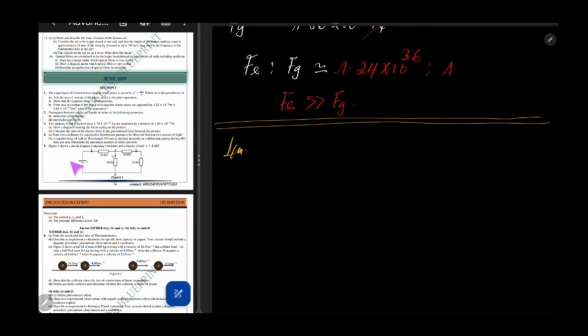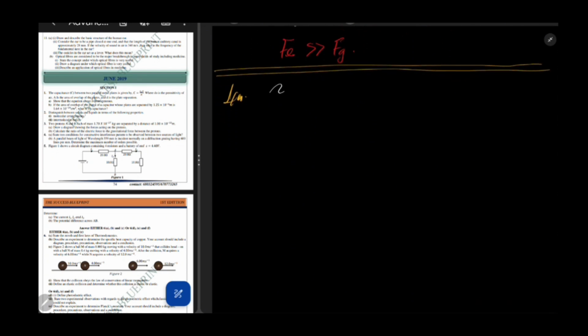Now, which demands that we should state two conditions for constructive interference pattern to be observed between two sources of light. Generally, there are two principal conditions that must be met for you to have constructive interference. The very first thing is that the waves from the two sources of light must be coherent. And what do we mean by coherent? It means that the waves from each source maintain a constant phase difference. That's the first condition. Secondly, the waves from the two sources must have the same wavelength, frequency, and approximately the same amplitude.